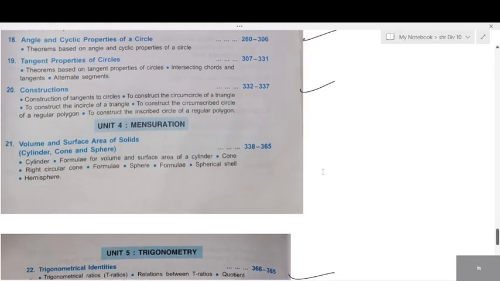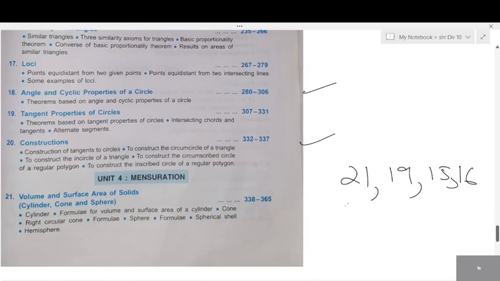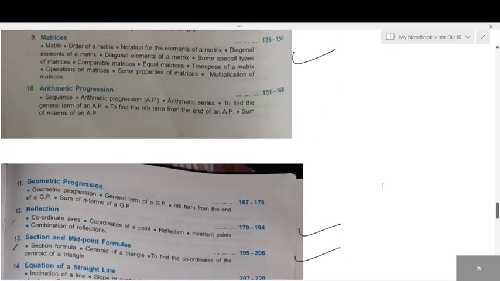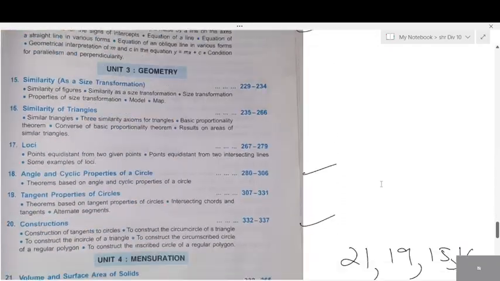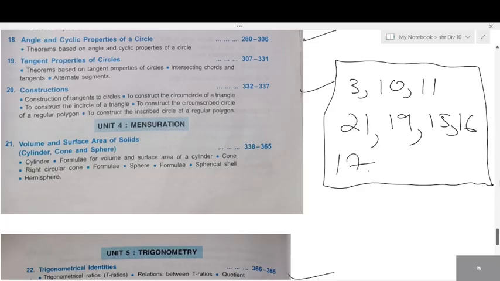Fine. So I'll tell you all the tough ones. Volume, 21st chapter, 19th chapter, 19, 21, 15, 16, 17, 10, 11, 3. These are the tough chapters, students.